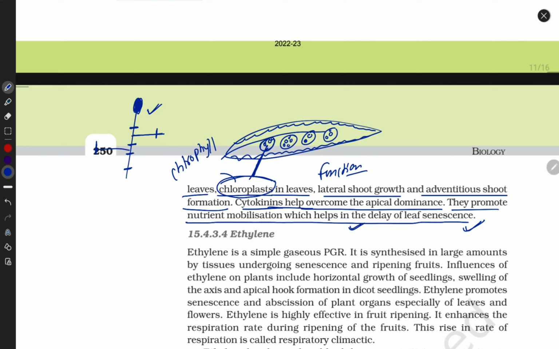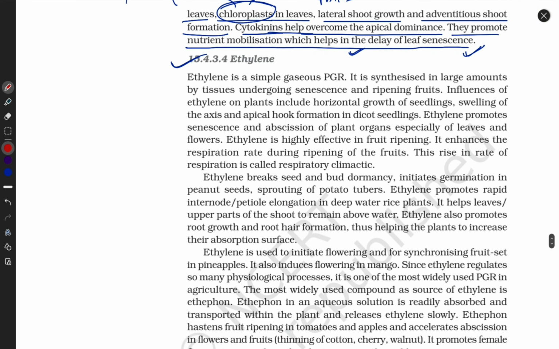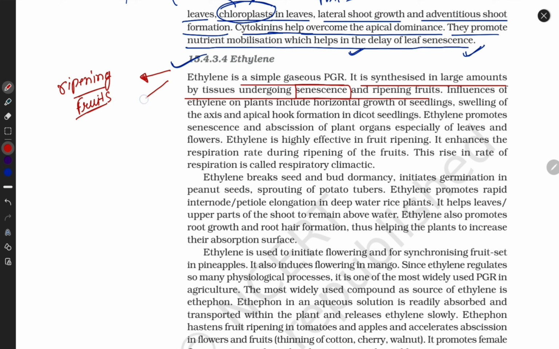Okay. Our next hormone is ethylene. Let's start with ethylene. This is a simple gaseous hormone, a plant growth regulator, gaseous in form. It is synthesized in large amounts by tissues undergoing senescence and ripening fruits. Yes, ethylene's major function is ripening fruits. That's it. It is found in senescing tissue. They promote aging, meaning they promote senescence.